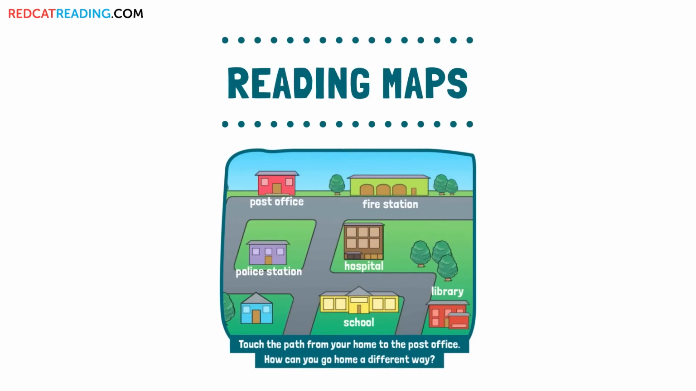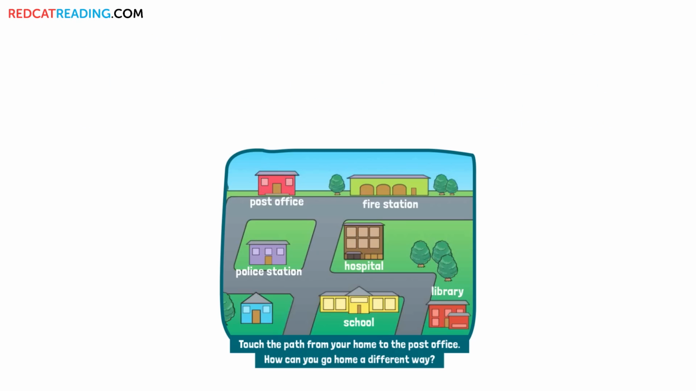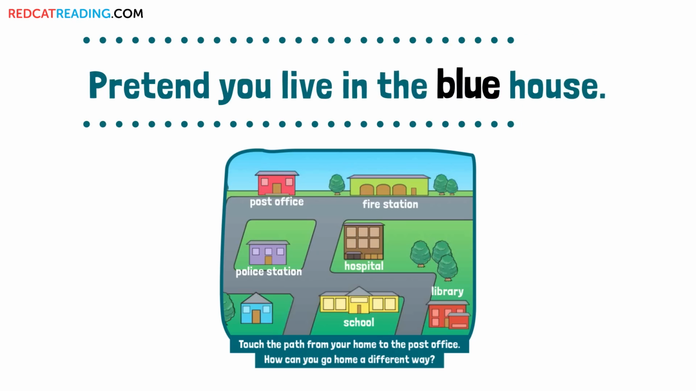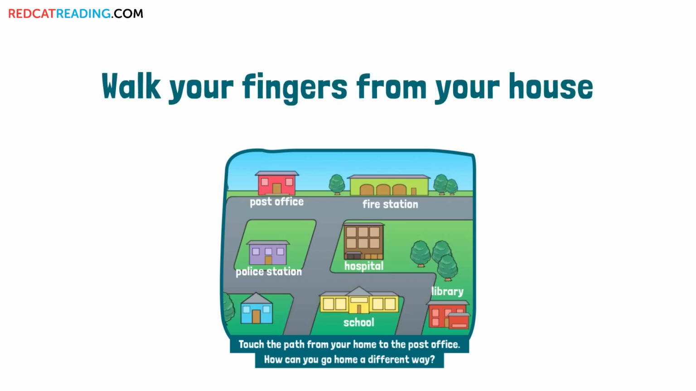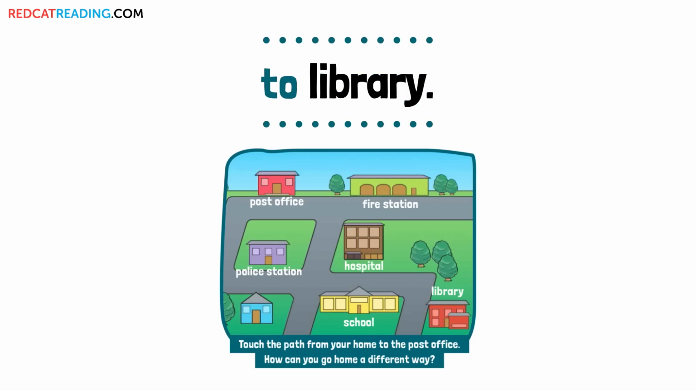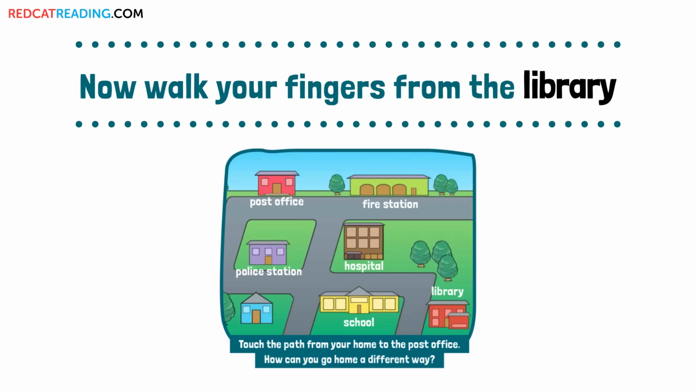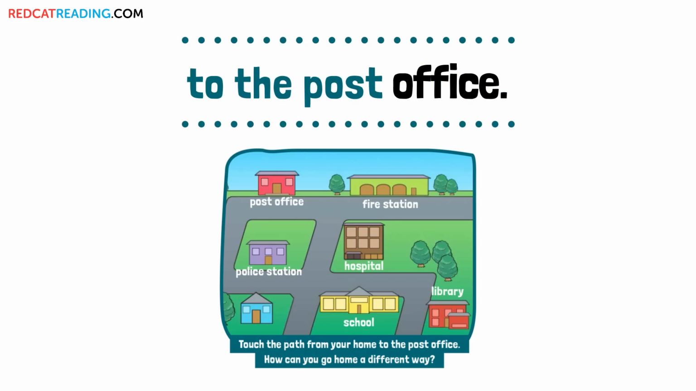Maps. Look at the map on this page. Pretend you live in the blue house. Walk your fingers from your house to the library. Now, walk your fingers from the library to the post office.